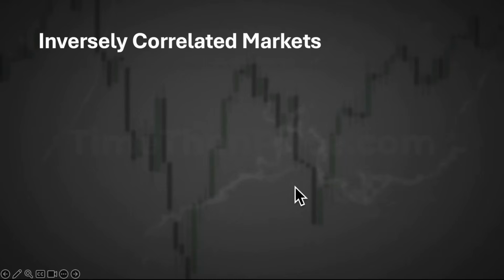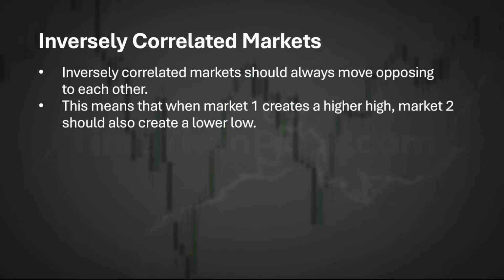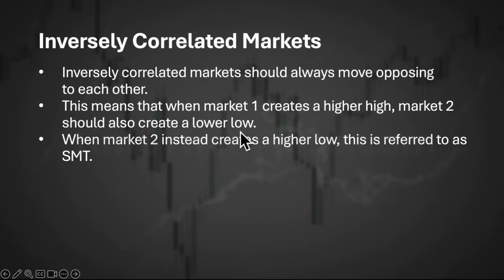This is referred to as a bullish SMT. Let's take a look at inversely correlated markets. Inversely correlated markets should always move opposing to each other, meaning if one market is bullish, the other market should be bearish. This means that when market 1 creates a higher high, market 2 should also create a lower low. Why? Because market 1 is signaling strength by creating a higher high, so market 2 should signal weakness by creating a lower low. When market 2 instead creates a higher low, this is referred to as SMT.